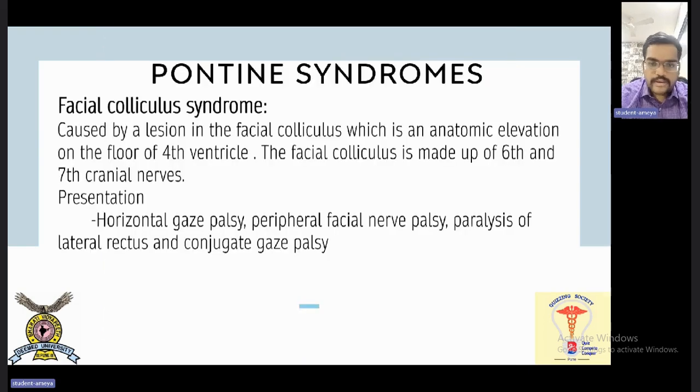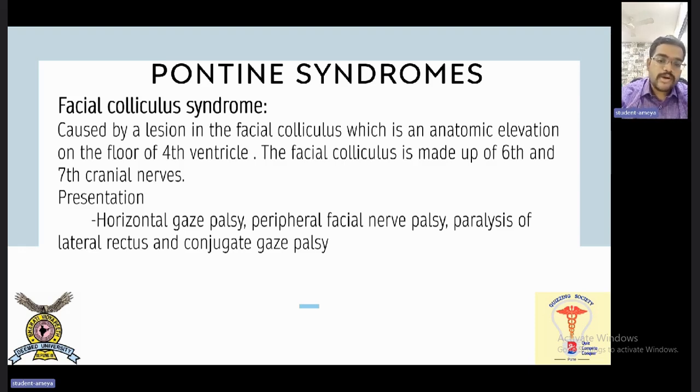Moving on to facial colliculus syndrome. This syndrome is caused by a lesion in the facial colliculus. What is the facial colliculus? It has nothing to do with the facial nerve. It is an elevation present on the floor of the 4th ventricle, made up of the 6th and 7th cranial nerves. In facial colliculus syndrome, the presentation goes like horizontal gaze palsy. Why is there horizontal gaze palsy? Due to involvement of the 6th cranial nerve. Then there is peripheral facial nerve palsy because of involvement of the 7th cranial nerve. Paralysis of the lateral rectus, because the lateral rectus is supplied by the 6th cranial nerve.